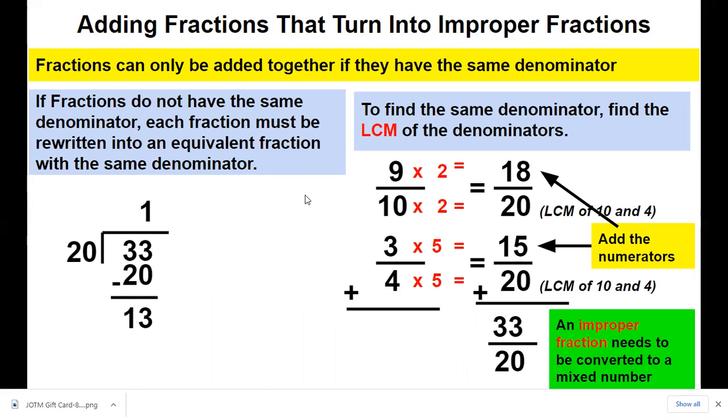What do I do with my remainder? Well, it becomes the numerator of my leftover fraction. And the bottom number stays a 20. So that is my answer, 1 and 13/20. Yay! Want to see that one more time? Let's try one more example here.